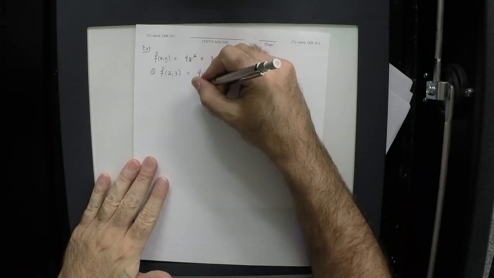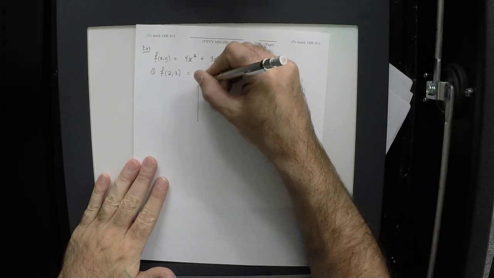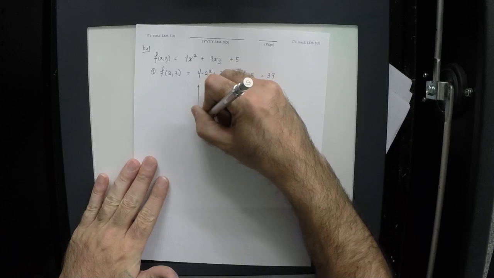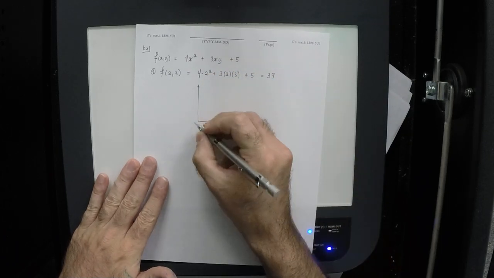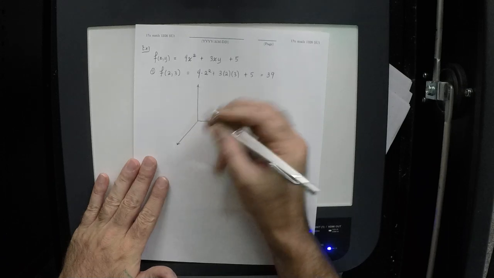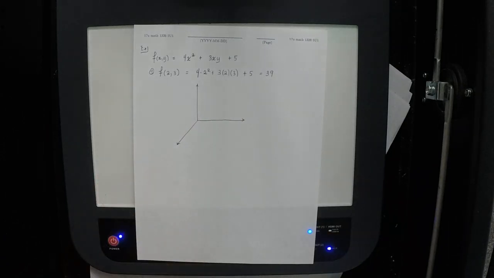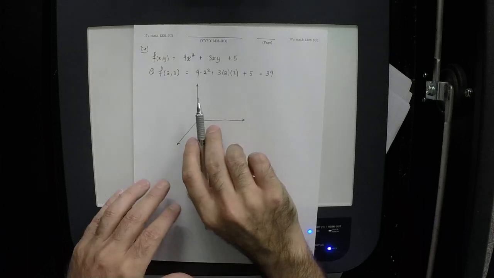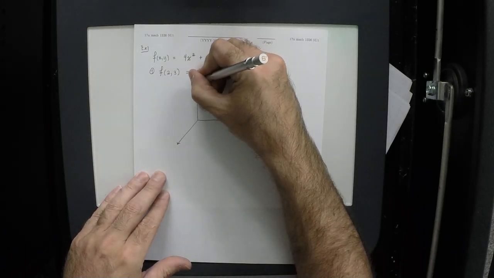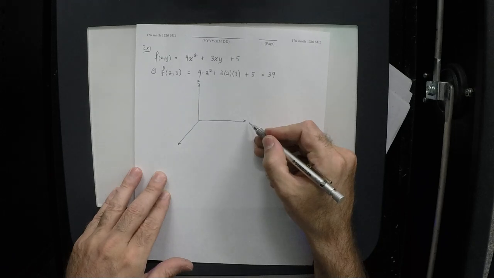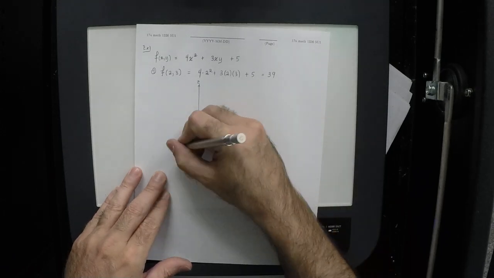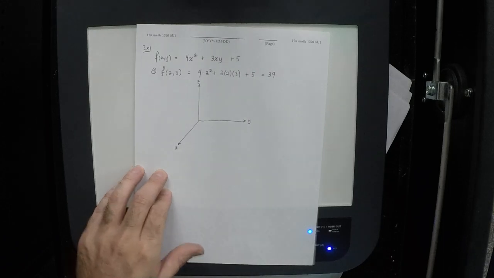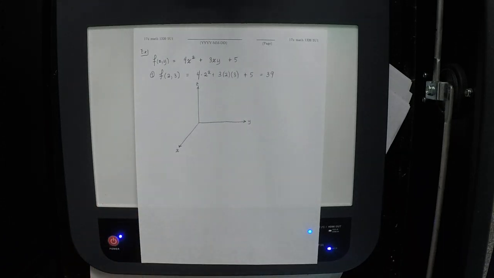If we were to draw an axis, then in the first place I need help remembering which one is which. So which one's going up? Z. Okay, which one is this one? This one is y, and then by process of elimination, that one's x. Okay, so where is the point 2, 3? Where is the input point 2, 3?